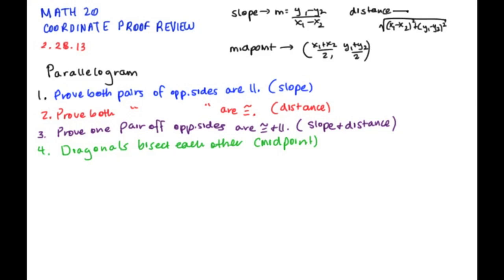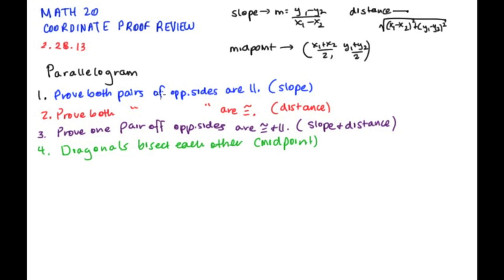So this is the parallelogram thing. You prove both pairs of opposite sides are parallel. You use slope for that. Or you can prove both pairs of opposite sides are congruent. That is the most work that you could possibly do, and that's a distance. Or you could prove one pair of opposite sides are congruent and parallel, slope and distance. Or you can prove that the diagonals bisect each other, and that involves a midpoint.